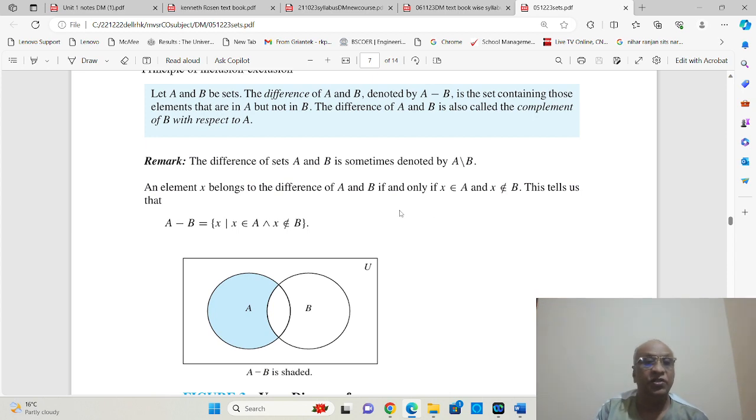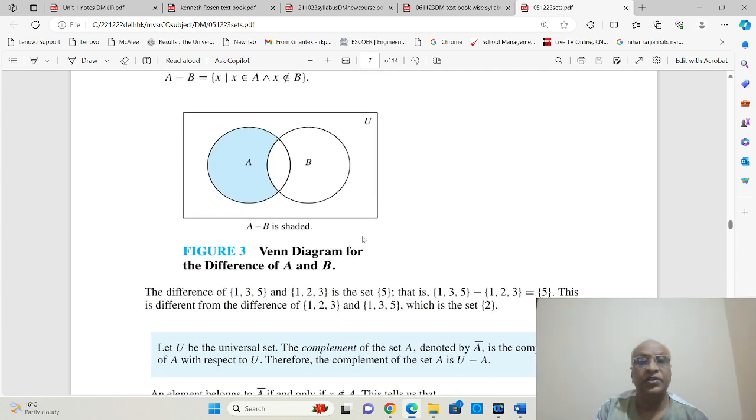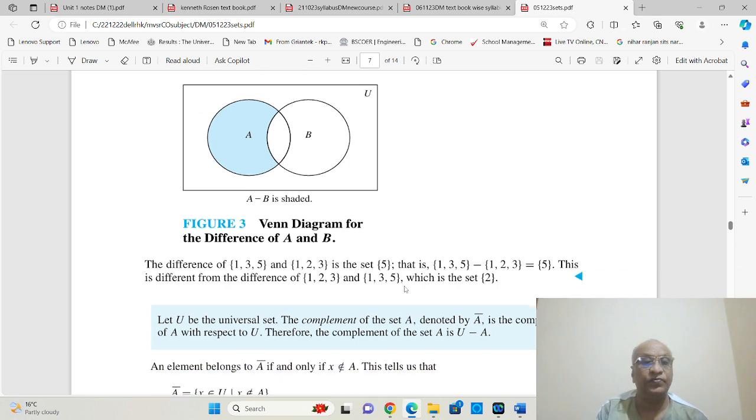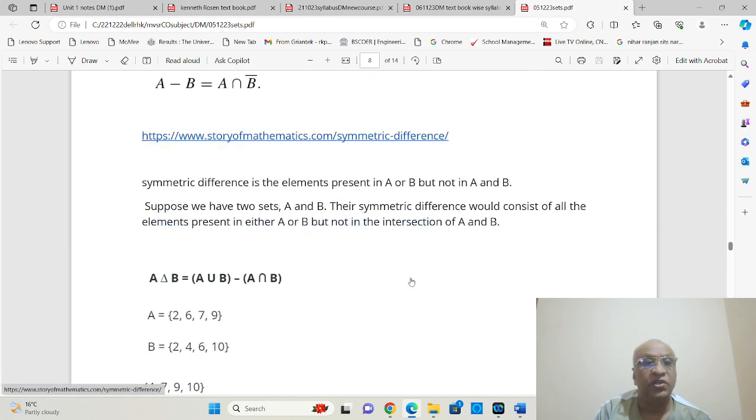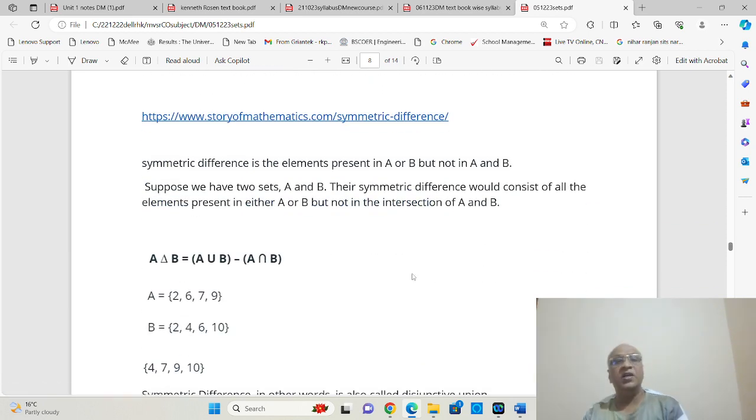Difference, you can see the difference here as, suppose set A is 1, 3, 5, set B is 1, 2, 3. Then the difference is 5. Then we had seen the universal set and complement. So in continuation of that, let us try to understand symmetric difference.